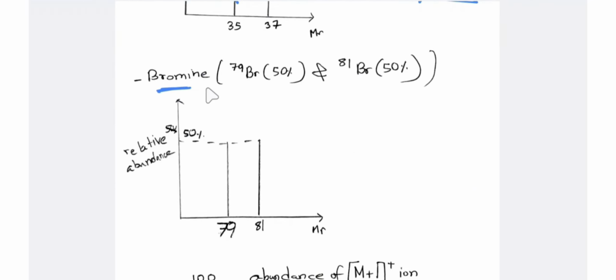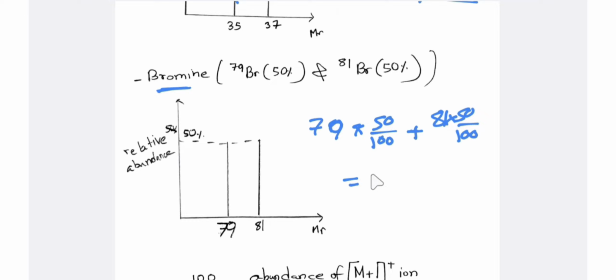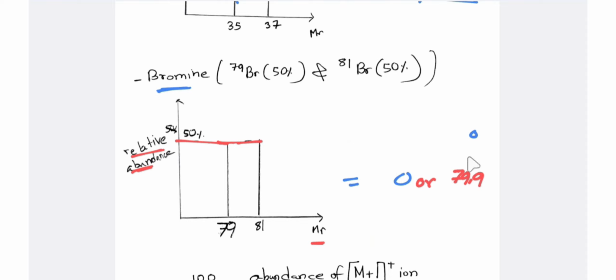Similarly, for bromine, bromine 79 exists as 50% and bromine 81 exists as 50%. If we calculate, the relative mass of bromine is 80, given in the data booklet as 79.9, so it is approximately 80. So 79 exists as 50% and 81 also exists as 50%. So the length of the lines would be equal.